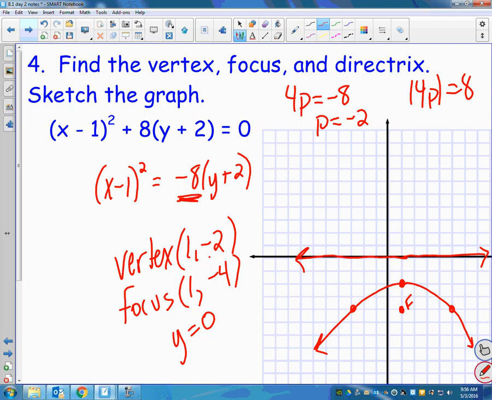So it's why I start with the vertex at (0, 0), because I feel like it's easier to think about what p does to that graph. And then all we're doing is changing where it starts. So instead of starting at (0, 0), you start at (h, k), but then you still do the exact same thing. You move p units inside the graph for your focus, p units outside for your directrix, and you graph your focal width.